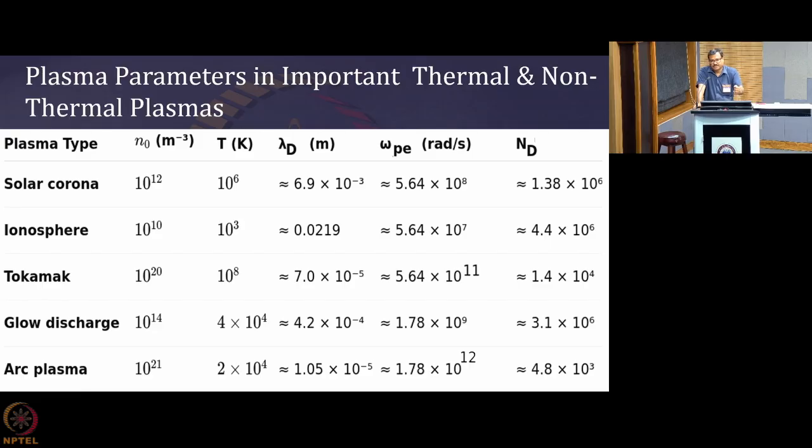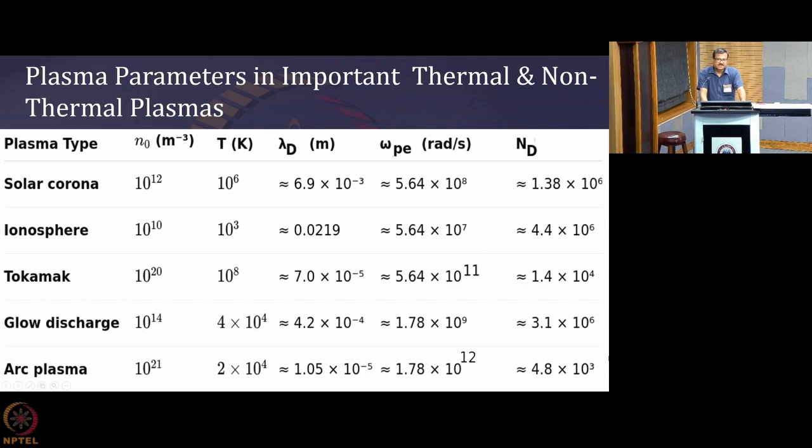It quickly tries to equilibrate, that oscillation frequency is very high, whereas in ionosphere it oscillates, and the oscillation frequency is quite low. It is in the order of 10 to the 7.